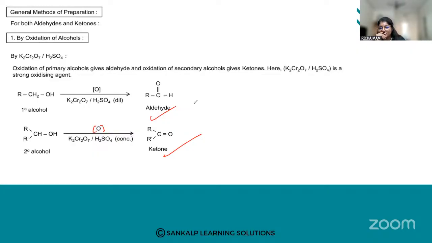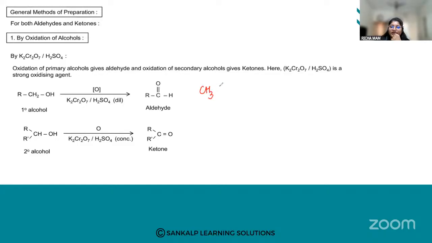So how does this oxidation occur? By using a strong oxidizing agent. Which strong oxidizing agent are we using? We are using potassium dichromate in the presence of sulfuric acid. Let me give you an example for this.